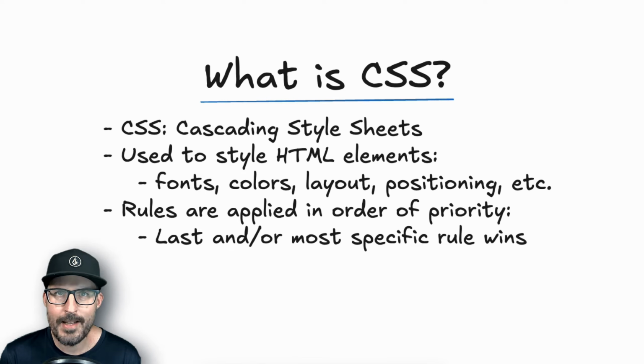All right, so what exactly is CSS? CSS stands for Cascading Style Sheets, and it is used to style HTML elements. And so when we're talking about styling here, we're talking about fonts, we're talking about colors, layout, positioning, and so forth. So an easier way to think about this is to use the analogy of a house.